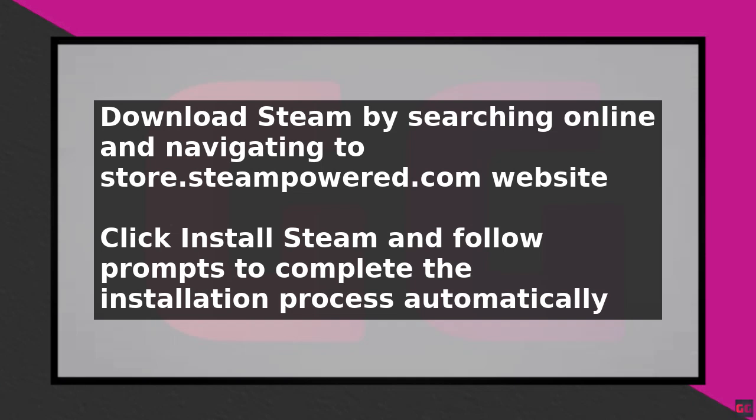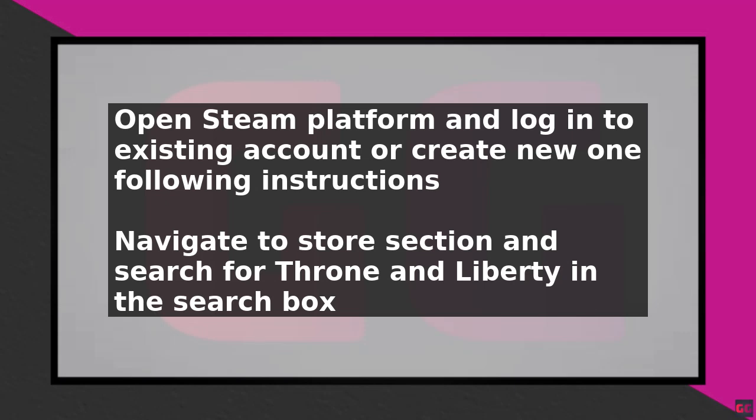Select the desired platform, such as Windows, and then click Install Steam again. The Steam setup will then be downloaded to the computer. Open the setup and follow the installation prompts, which include selecting the language and destination folder for the installation. The installation process will then complete automatically.